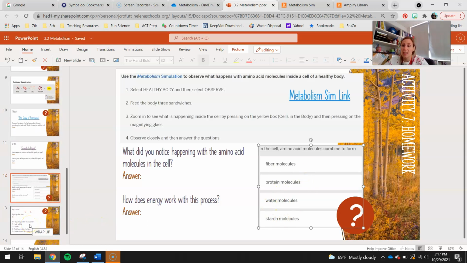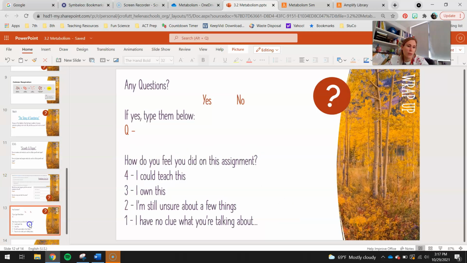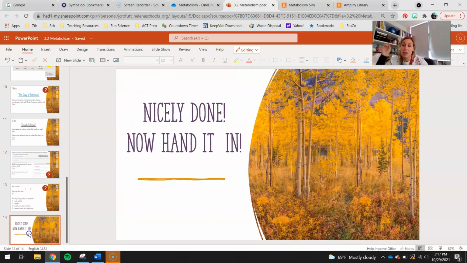If you guys don't get that done, make sure you finish it up at home. Then do your wrap up and hand it in. You guys can now flip your computers back around, finish up your homework.